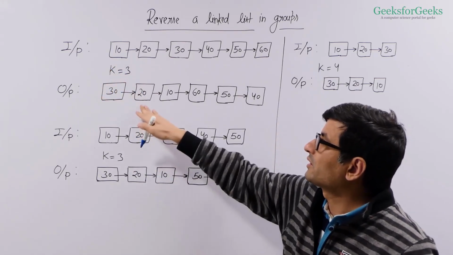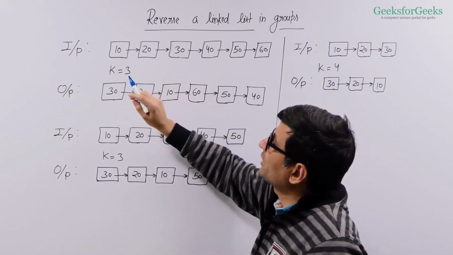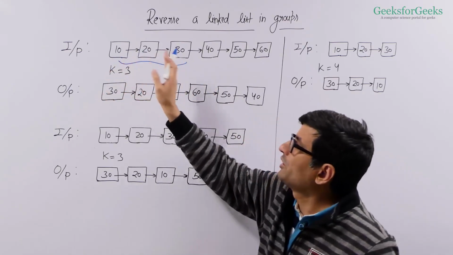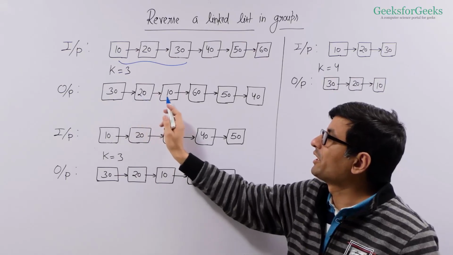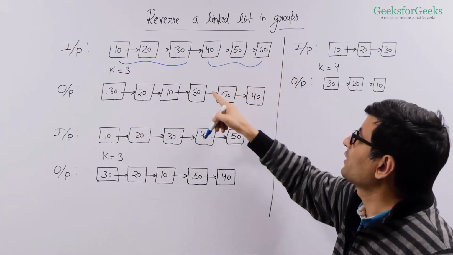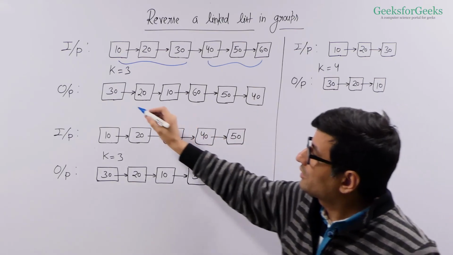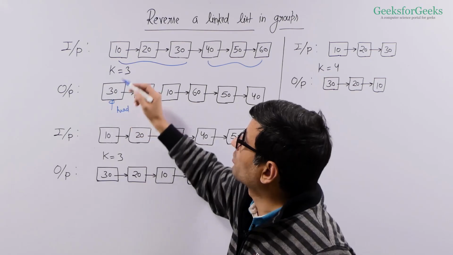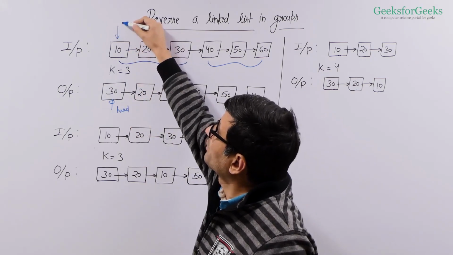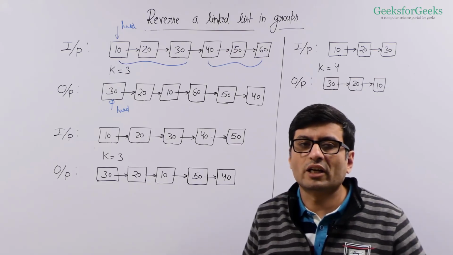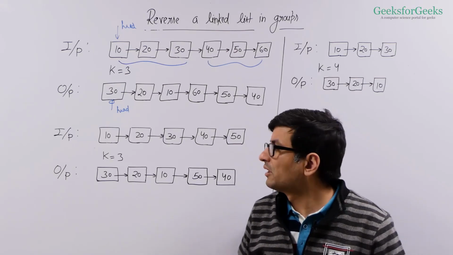Our output linked list is this. We need to reverse it in groups of size 3 because k is 3. So first these 3 nodes are reversed. We get 30, 20, 10. Then these 3 nodes are reversed. We get 60, 50, 40. Right? And this should be our new head. We need to return our new head as an output of this function. This is our input head. So pointers need to be changed and head also needs to be changed.